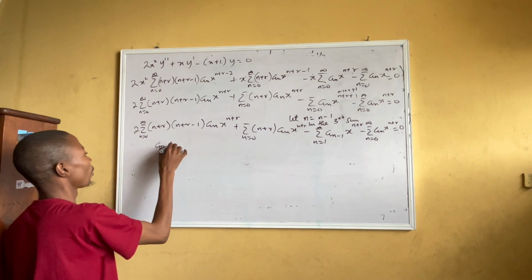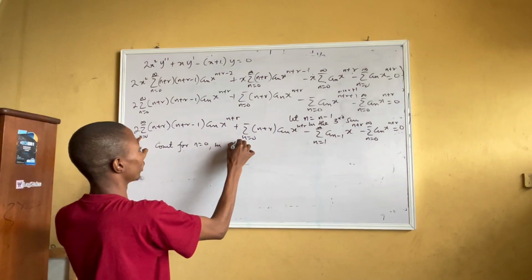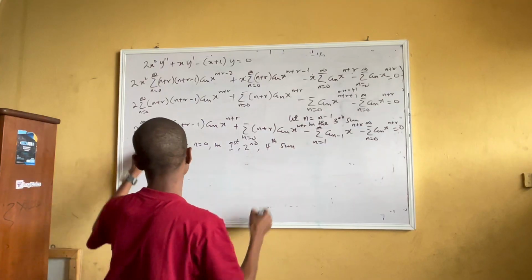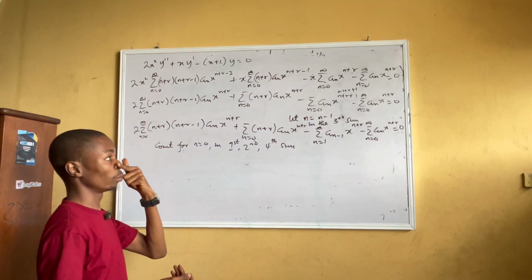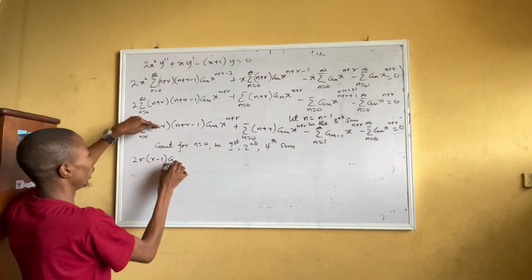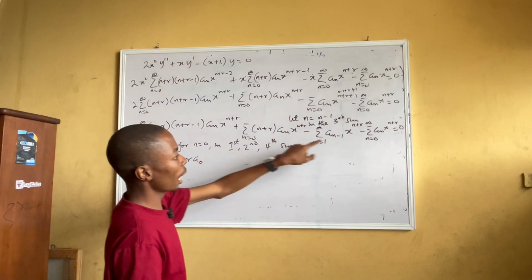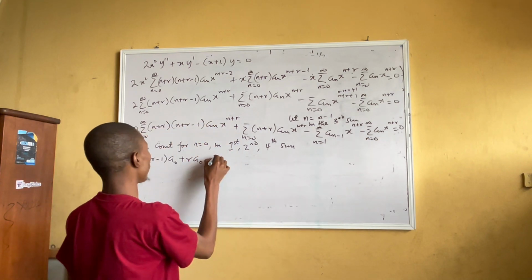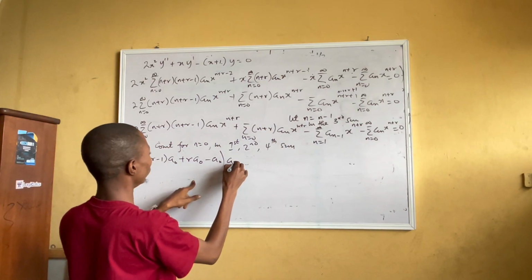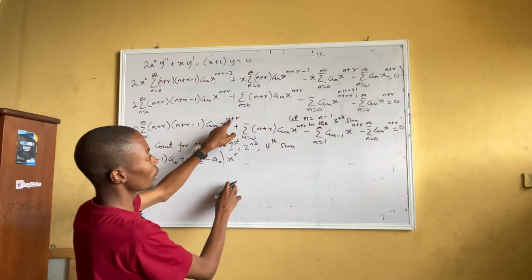So I will account for n equals 0 in the first, second, and the fourth sum, because we need the initial equation now. If n is 0, this will be 2r(r minus 1) a_0, plus r a_0, and minus just a_0. All of them are having x to the r, because n is 0.